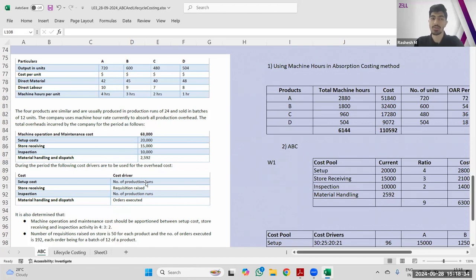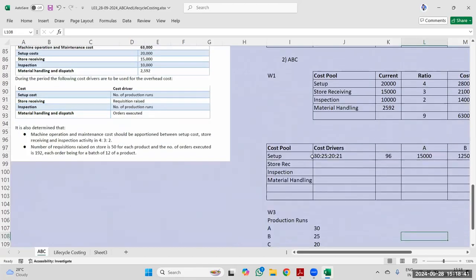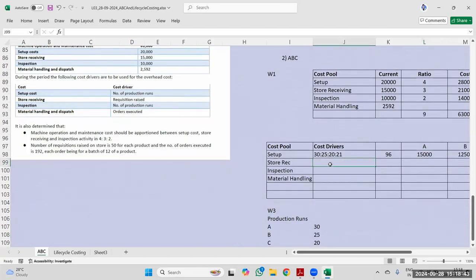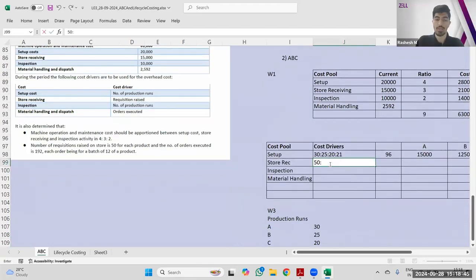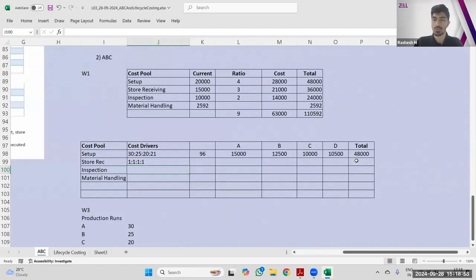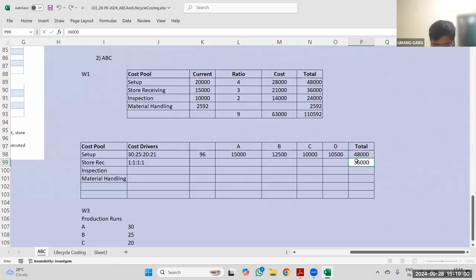So my cost driver is requisitions raised. What is the ratio for all 4? 1:1:1:1. Perfect. If you write it, it is 50 is to 50 is to 50 is to 50, or simply put, 1:1:1:1. Equal between 4. So why not simply keep it equal? So this one's very simple.